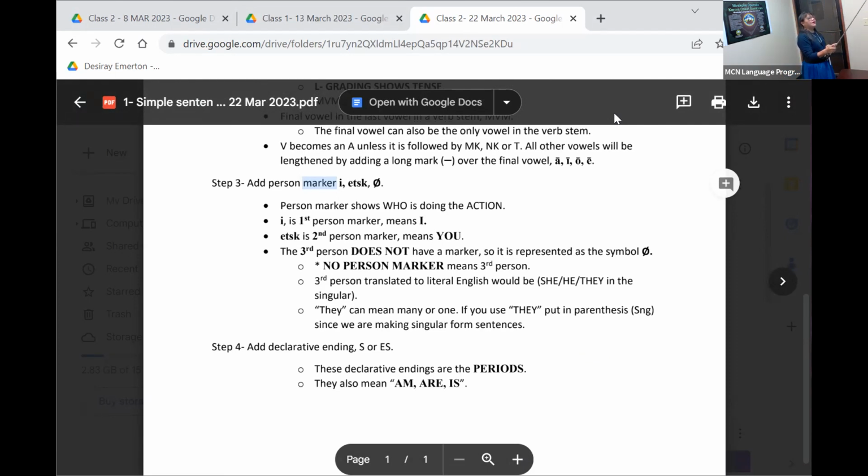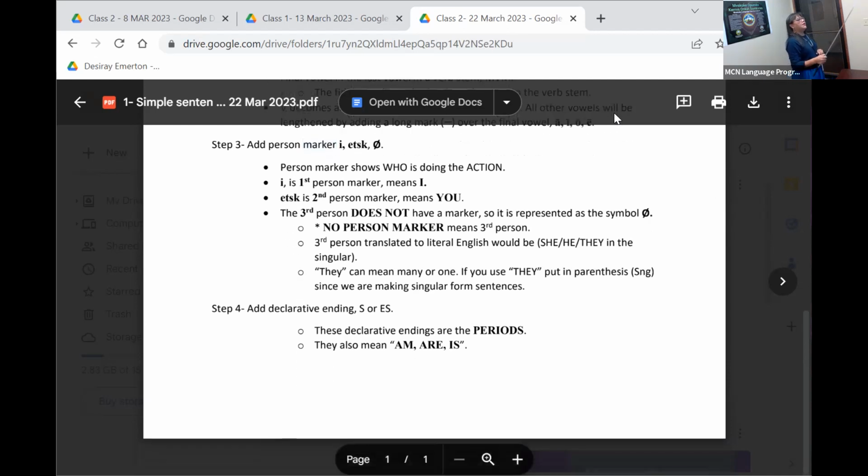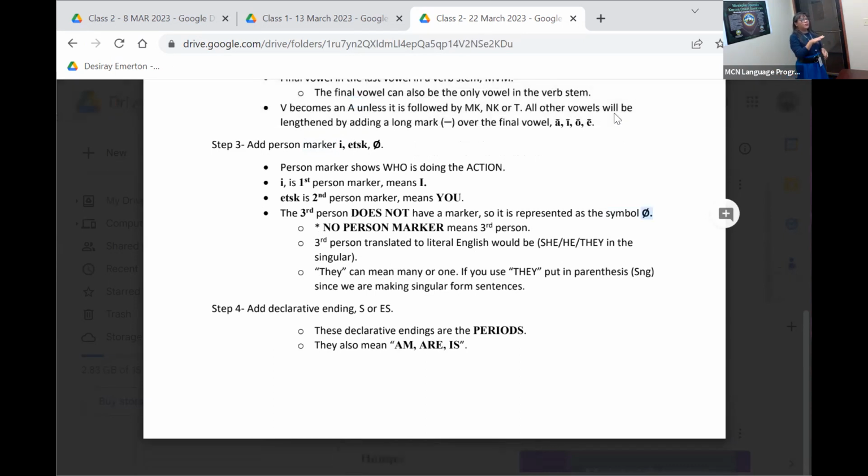Add the person marker, I, is, or zero. The person marker shows who is doing the action. I or A is the first person marker. It means I, yourself, I am doing this. Is is the second person marker. It means you. The third person does not have a marker, so it's represented by this symbol right here. And like I said, this week we're only doing first person. Next week we will go to second person, and the following week will be third person.